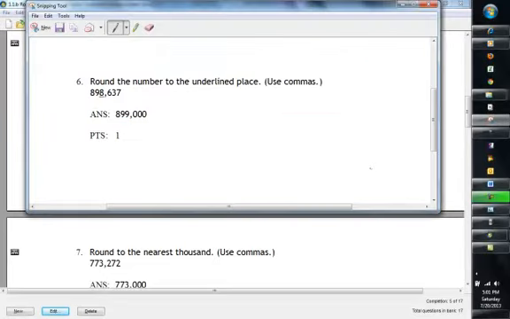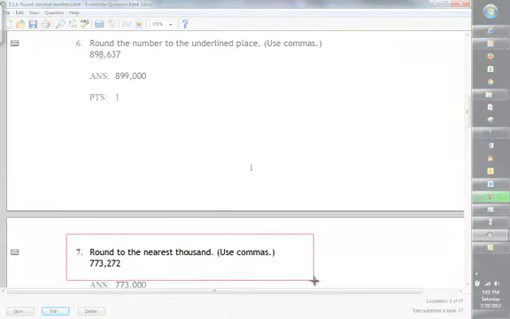Underlined place here is the thousands place. Circle the digit that we're going to round. Look at the number after it. It's bigger than 5, so we change this one to 1 bigger. Write everything in front of it the same, everything after it as zeros. Next one.